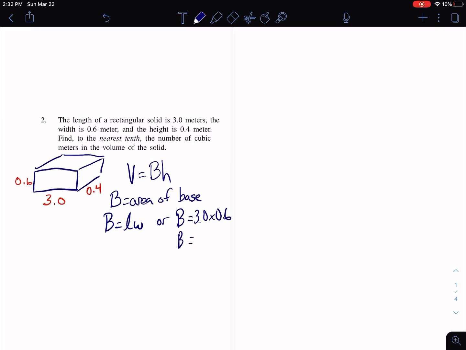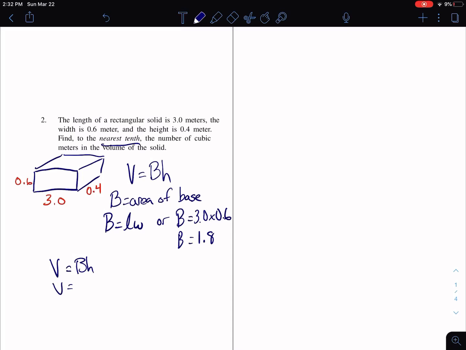Now, you'll notice they asked us to round to the nearest tenth, okay? We shouldn't have much issue here with these numbers in the calculator, but we want to make sure that we're not rounding until the very end. Now, when I plug this into the calculator, I just get 1.8, okay? But again, make sure if we have to, we're not rounding till the very end. So now our volume is going to be base times height.